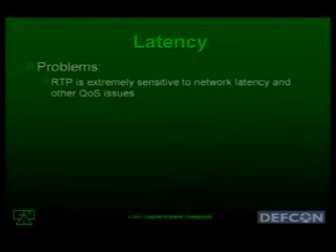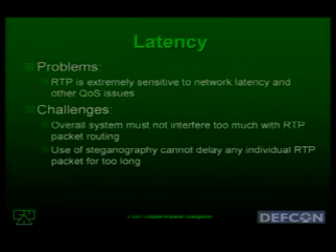Next is latency. RTP is extremely sensitive to network latency and quality of service issues. When we're taking these packets in, and we may need to manipulate them or not before sending them on, we can't hold on to them for too long, or we're going to start affecting the covert nature of the communications. It's going to be audibly noticeable to a user in their user experience if we're messing with the RTP stream too much.